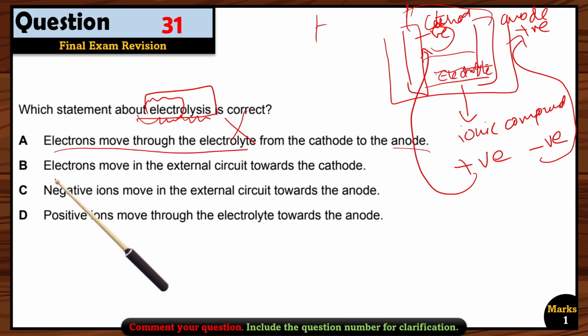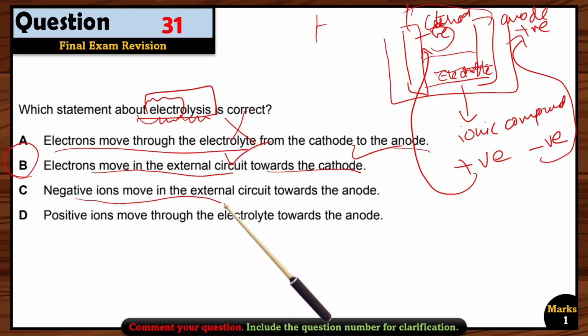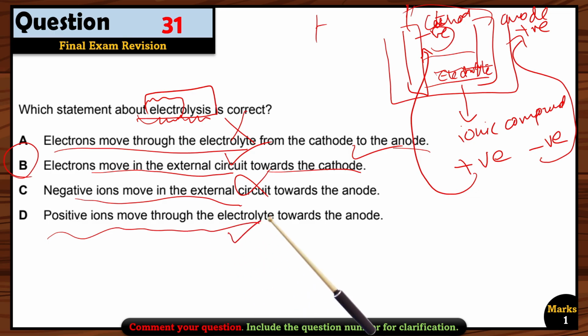No need to read this one. Electrons move in the external circuit. Yes, right. Towards the cathode? Yes, that's right. So option B is the right option. Let's see now C and D. Negative ions move in the external circuit. Again, wrong. Ions always move in the electrolyte. Positive ions move through the electrolyte. Yes, that's right. But the option towards the anode is wrong. Why? Because positive ions will always move towards the negative electrode, that is cathode, and anode is positive. So that's why option D is the wrong option. So we are only left with option B, that is correct.